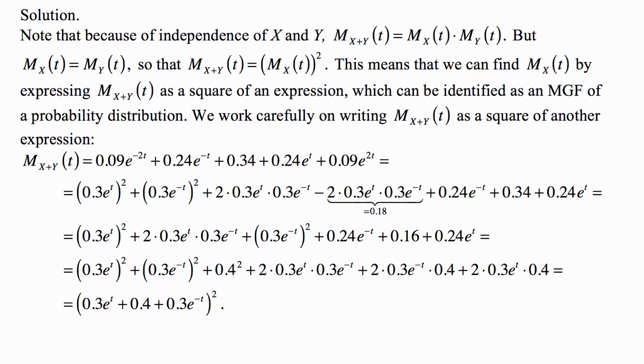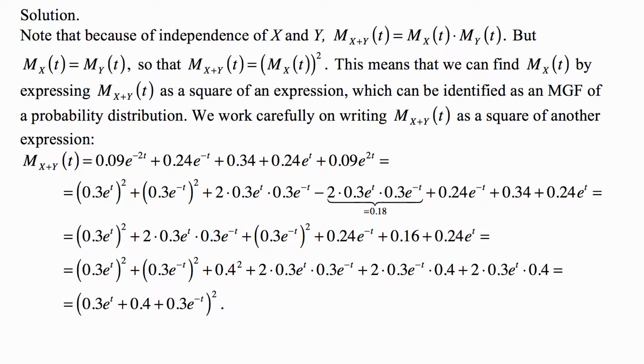Plus 0.24 e to the minus t plus 0.34 plus 0.24 e to the t. That's from the original expression. Okay, so we have 0.3 e to the t squared plus 2 times 0.3 e to the t times 0.3 e to the minus t plus 0.3 e to the minus t squared. And then negative 0.18 plus 0.34 is 0.16, which happens to be the square of 0.4. And then plus 0.24 e to the minus t plus 0.24 e to the t.